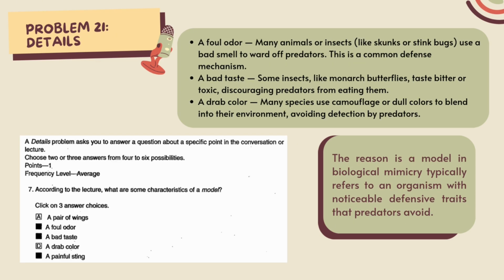Problem 21, details. The answer is a foul odor, a bad taste, and a drab color. The reason is a model in biological mimicry typically refers to an organism with noticeable defensive traits that predators avoid.